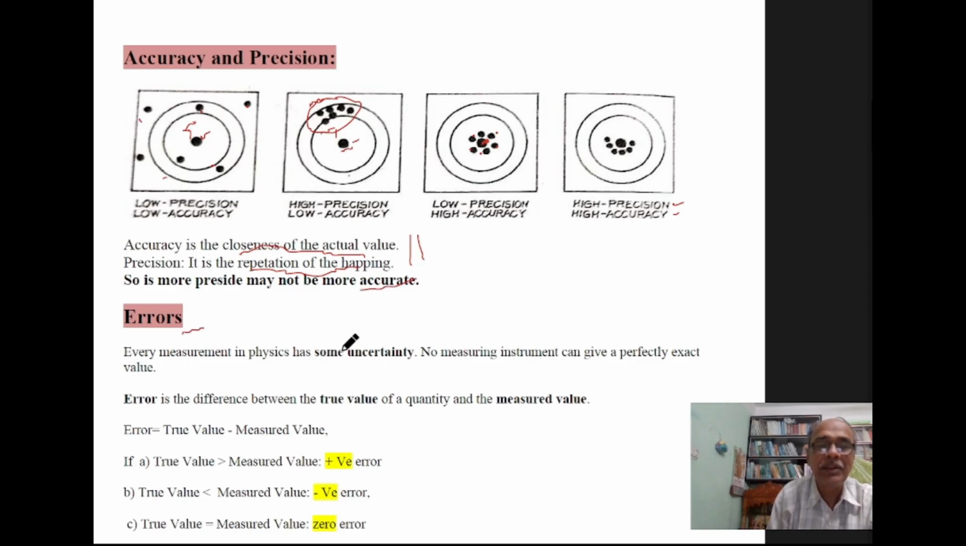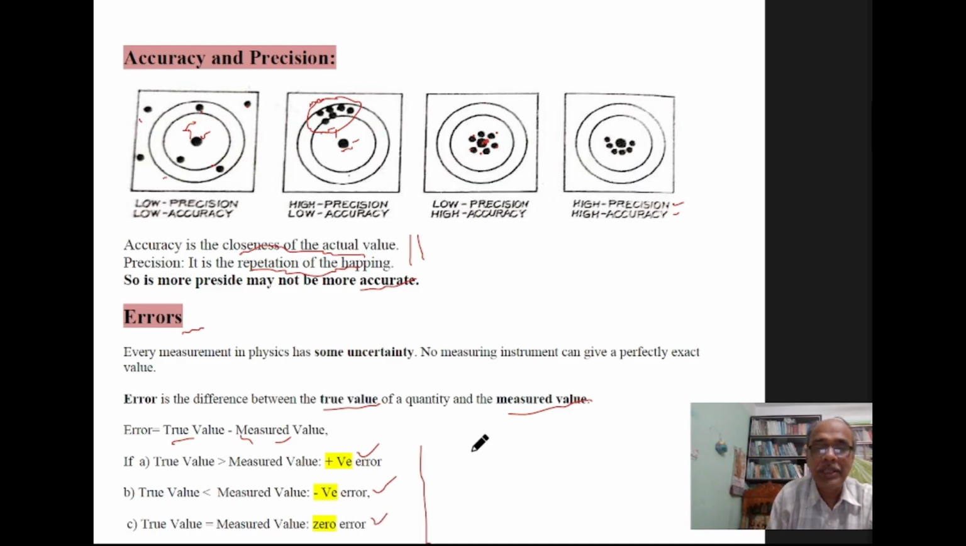What will be the error? Whatever we are measuring, it is not the actual value; some uncertainty is there. Error is the difference between the true value and the measured value. Error equals true value minus measured value. If the true value is greater than the measured value, this term will be positive, so it is a positive error. If the true value is less than the measured value, then it is a negative error. And if the true value equals the measured value, then zero error.